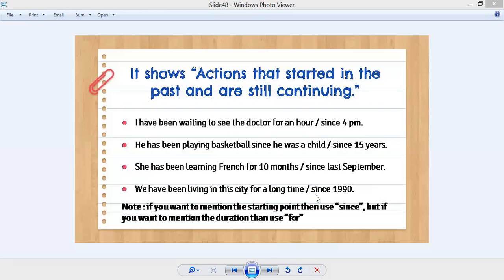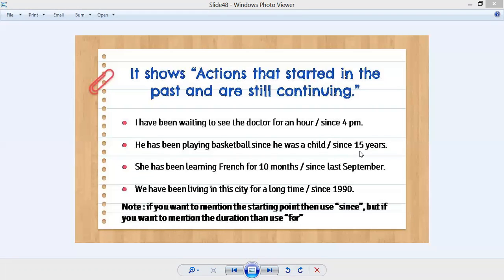Here we have used since, here we have used for. Note, if you want to mention the starting point then use since, but if you want to mention the duration then use for. अब since कहाँ पे use होगा और for कहाँ पे use होगा? कोई starting point दिखाना है कि यहाँ से शुरू हुआ. See, over here we can see that since 4 p.m., 4 बजे से waiting शुरू हुआ, अभी भी शुरू हो रहा है.